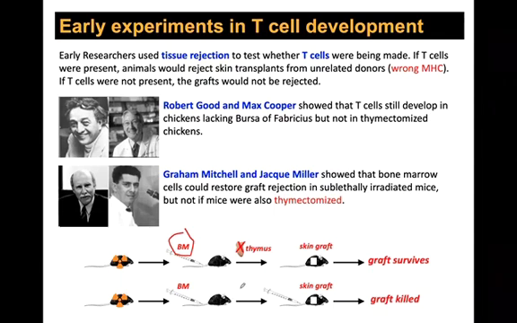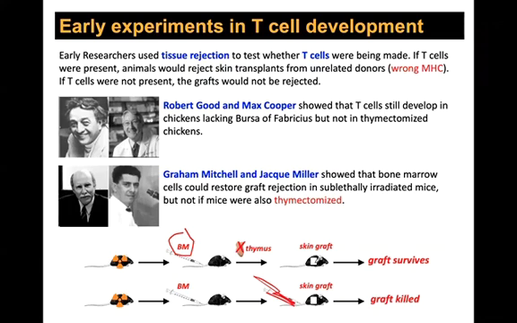If they didn't thymectomize them and did a skin graft, that graft will get rejected or killed. Sorry, there's an extra thing here. I'll have to take that up. But if they thymectomize the animals, then there's no place for the T cells to develop, and so the skin graft would not be rejected.